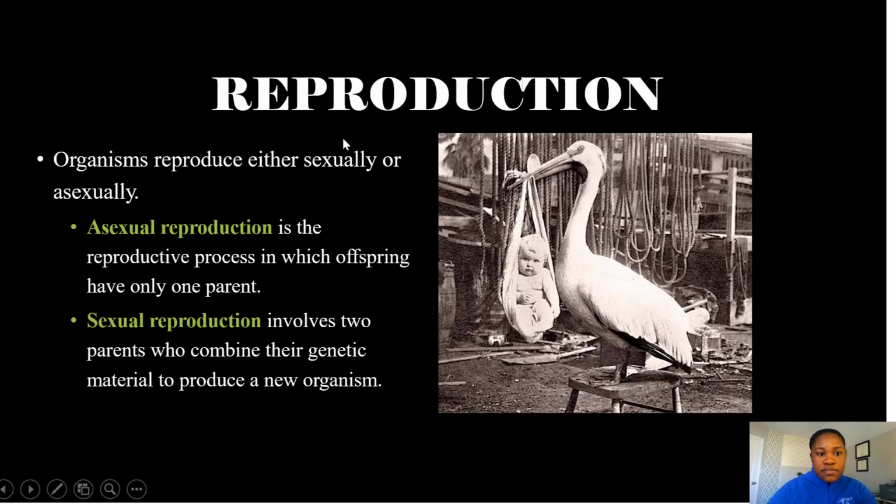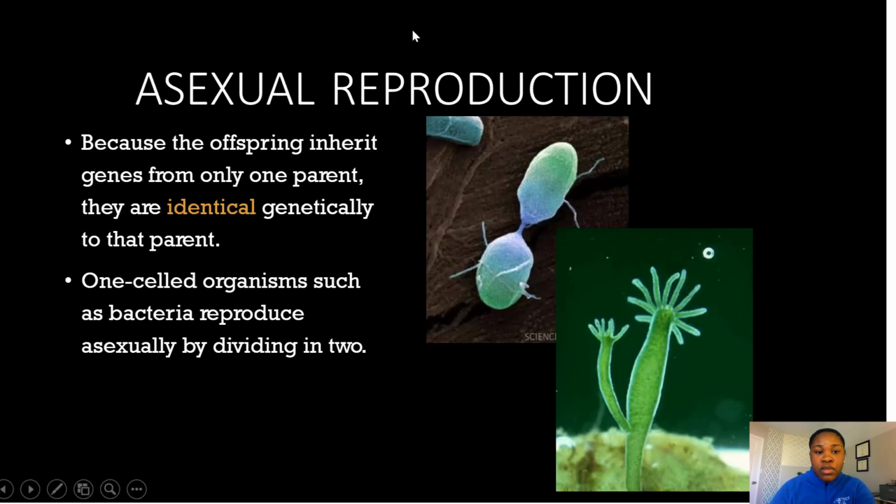So, organisms reproduce either sexually or asexually. For asexual reproduction, there's only one parent involved. And then for sexual reproduction, there are two parents whose genetic material pretty much combine to form this new organism. So, we're an example of organisms that are reproduced sexually.